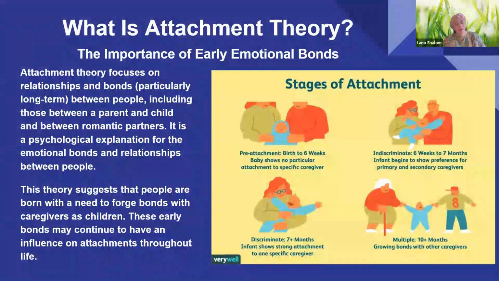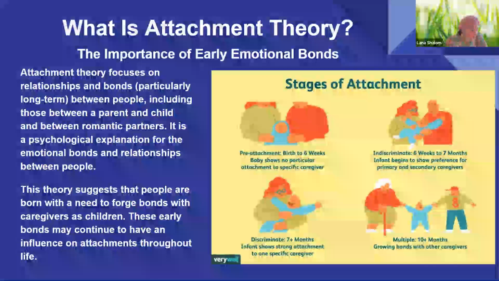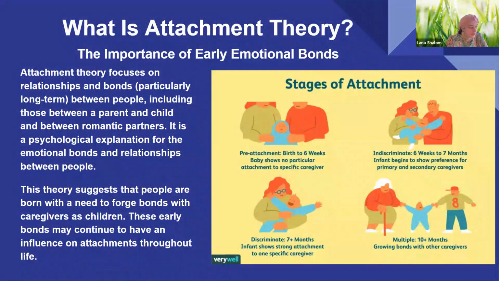So the attachment theory describes and explains all about the emotional bonds and relationships that people tend to form, or the opposite, not form, okay? This theory actually suggests that people are born with a need to forge bonds with caregivers. Infants are born with an innate, instinctual need to form bonds with their primary caregiver. First, it's singular because it's a mother, then it turns into plural.